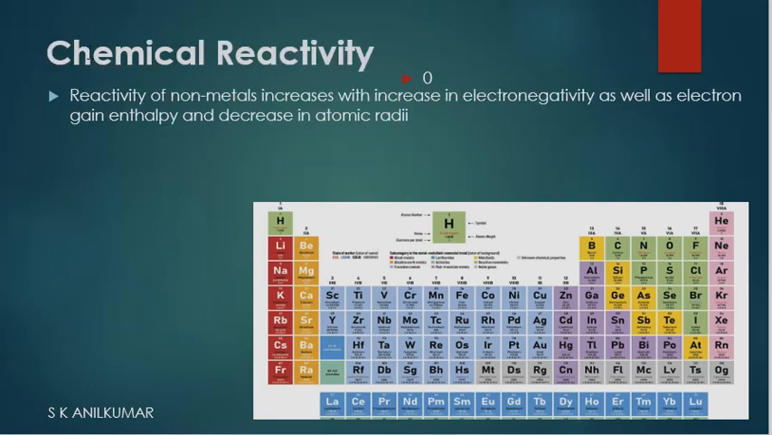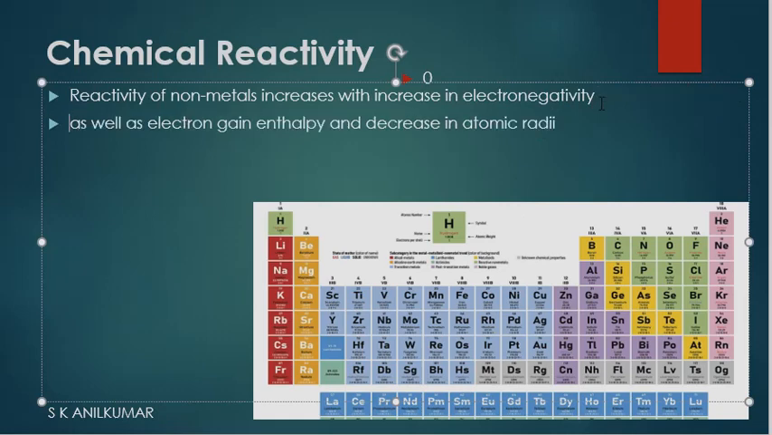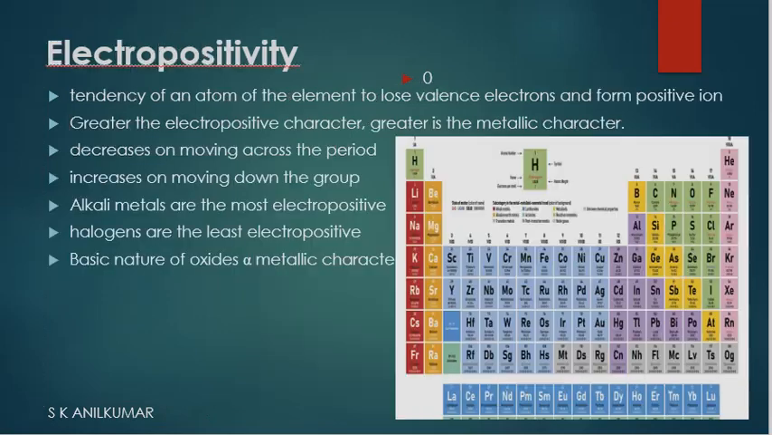Chemical reactivity. The reactivity of non-metals increases with increase in electronegativity. Electronegativity will increase how? If you have more electrons. So as well as electron gain enthalpy and decrease in atomic radii. How will the atomic radii decrease? When you have more protons, they will pull the electrons towards the nucleus, and so it will be less. Atomic radii will be less. When will the atomic radii be higher? Atomic radii will be higher when you have more number of shells.